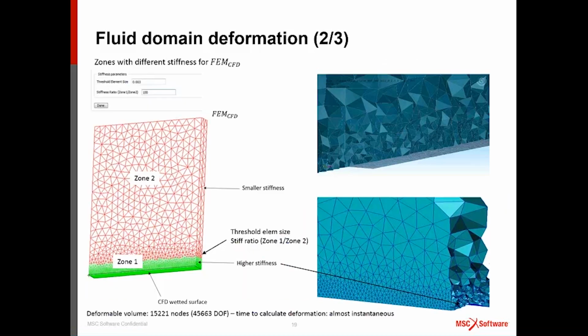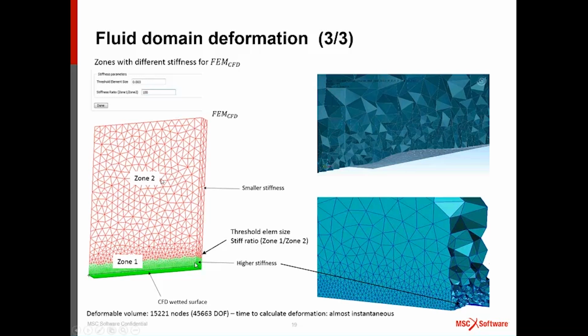The other functionality that we have developed, in order to help the morphing of the CFD domain, is the possibility to define 2 different zones with 2 different stiffnesses. The higher stiffness, defined by the threshold element size, defines the zone that is usually close to the deformable wall, where we, for example, have boundary layers and we want to keep the shape as it is and avoid stretching issues or warping, et cetera.